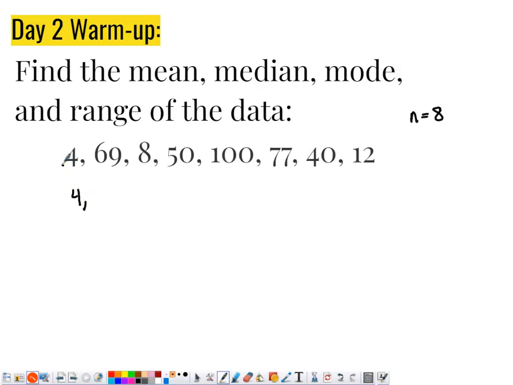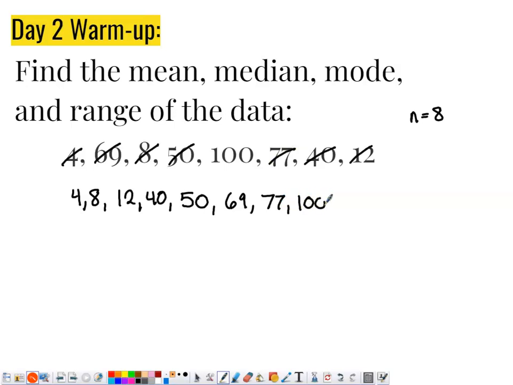So you have 4, and 8, and then 12, followed by 40, 50, 69, 77, and then 100. 1, 2, 3, 4, 5, 6, 7, 8. Awesome. So let's go ahead and calculate that mean, right?